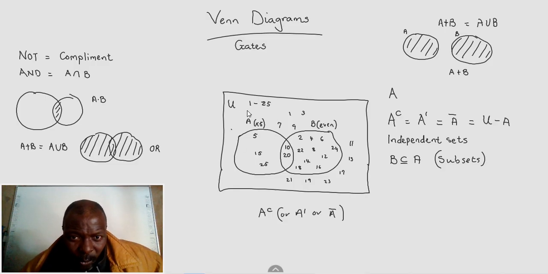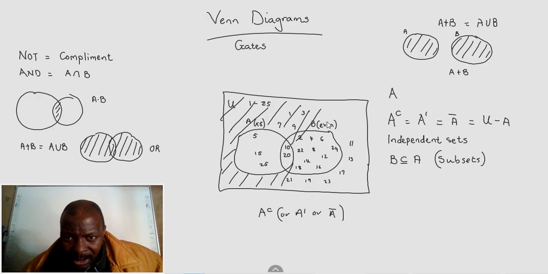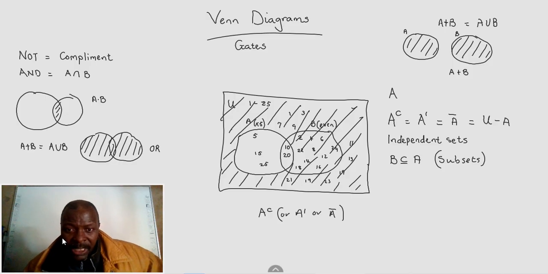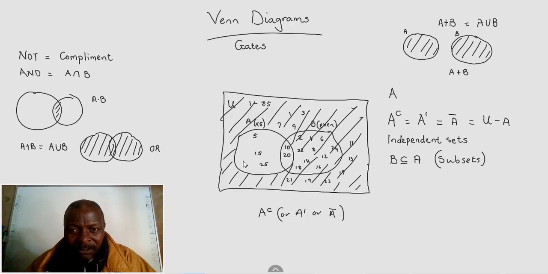Remember when we shaded it, if we shaded not A, or the complement of A, we would shade everything that is found outside of A. What we won't shade is A itself. So this will be everything found outside of A. This is the complement of A. Likewise, the complement of B is everything that is found outside of B. So here it will include every number except 5, 10, 15, 20, and 25.